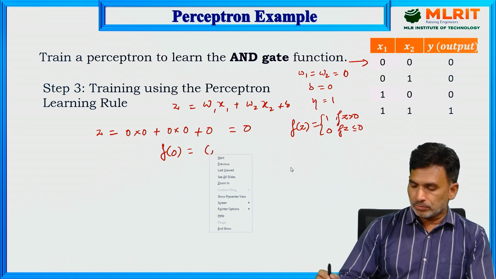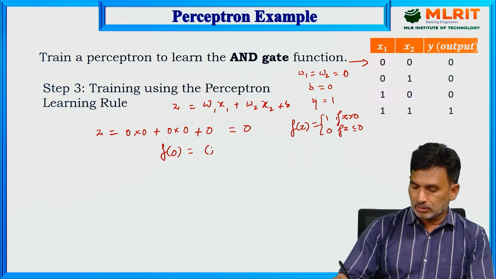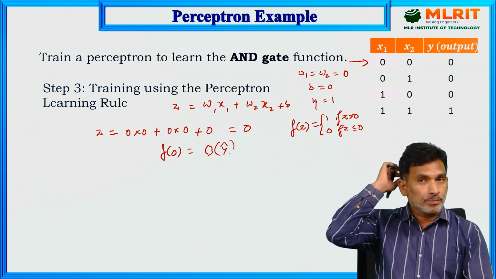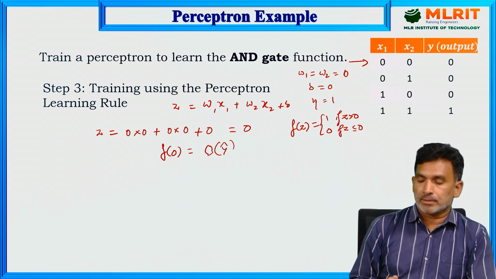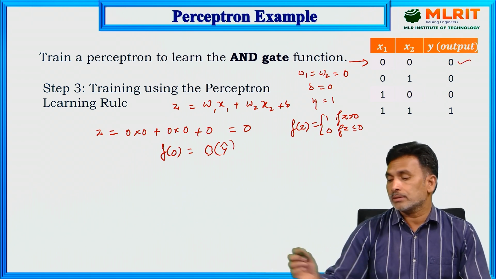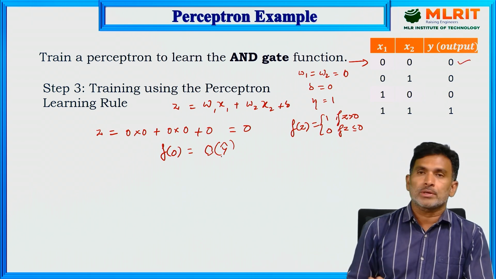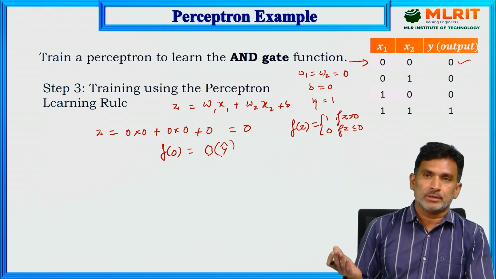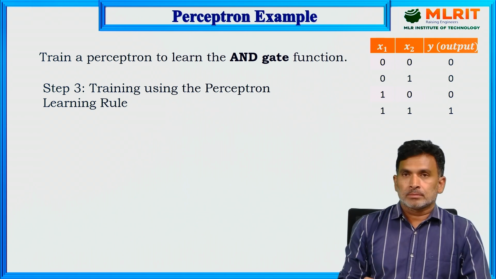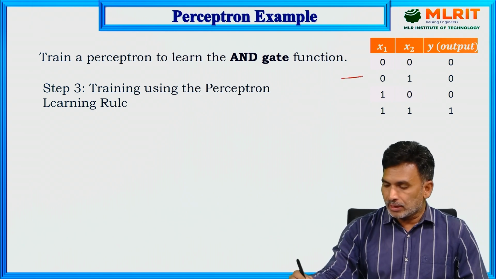And this is y hat, the predicted value. Now the next step is to check the actual output of this sample, which is 0, and the predicted output is 0. Both are matching, so there is no need to update any parameter here. Okay, let us take the second example.